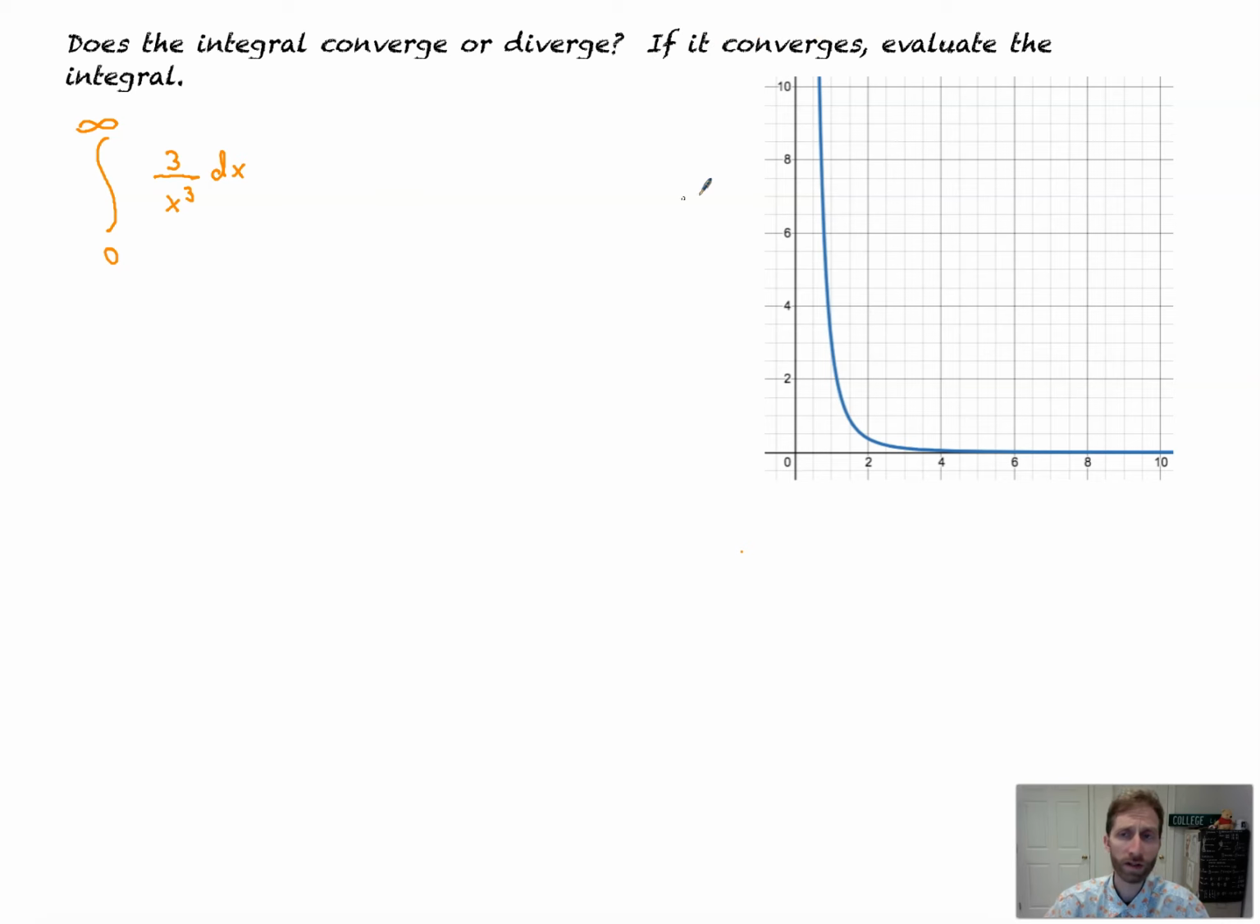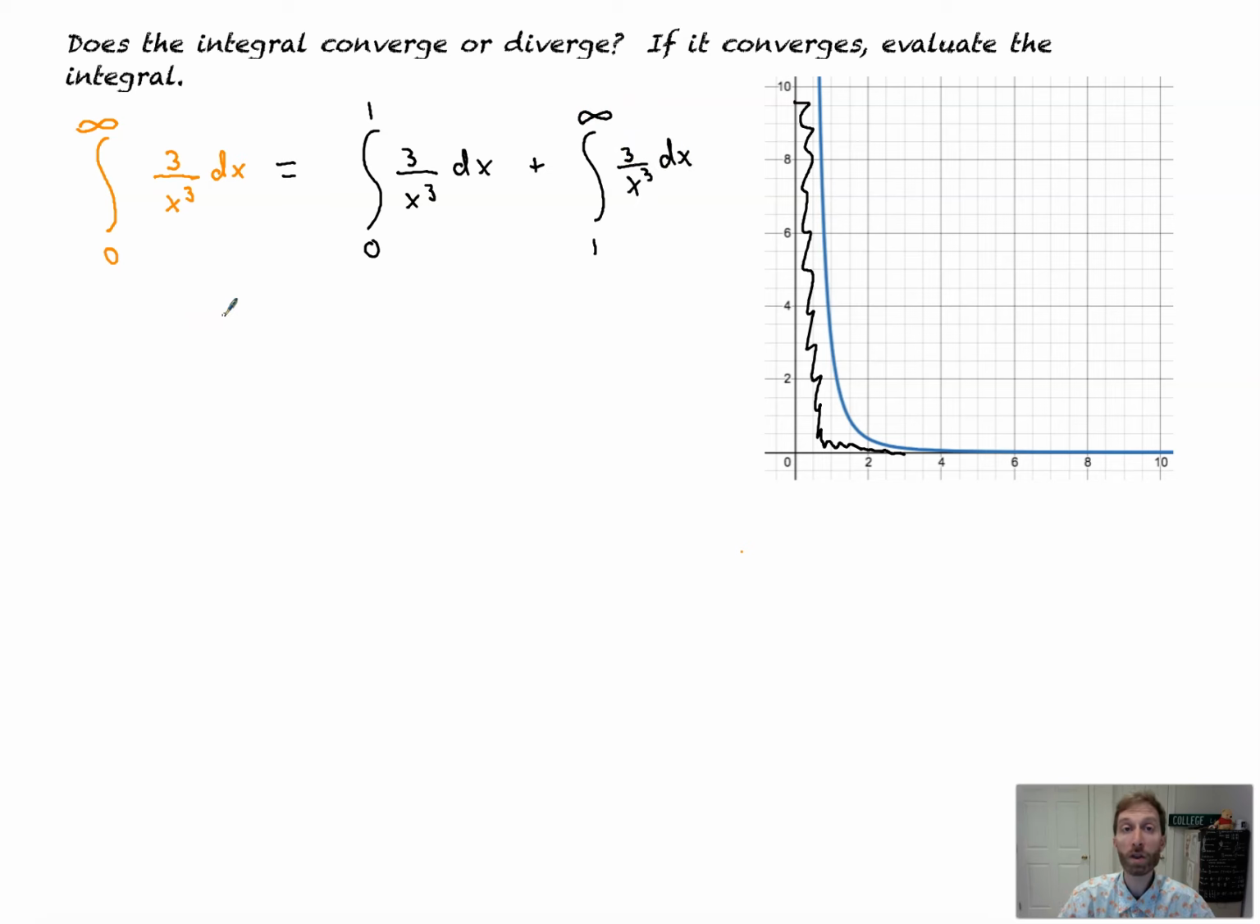So we've got ourselves 3 over x cubed. It looks like this. And we're looking at the integral from 0 to infinity. So it'll be all this area right here and all that area right there. So what do we do? Well, we have two boundaries that give us issues, 0 and infinity, so we need two limits. And then you could split up this integral any way you want. So I'm going to split it at 1, just because 1 is a fairly easy number to plug in. And that would be plus the integral from 1 to infinity of 3 over x cubed dx.